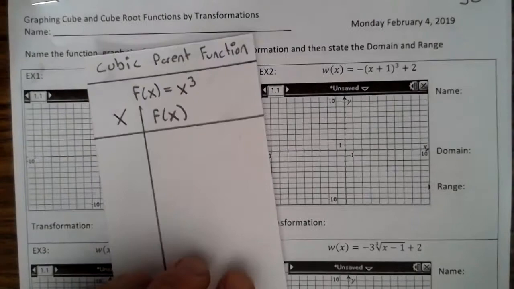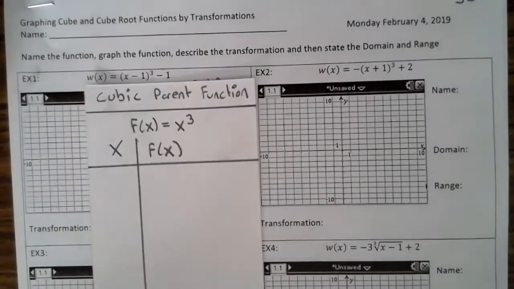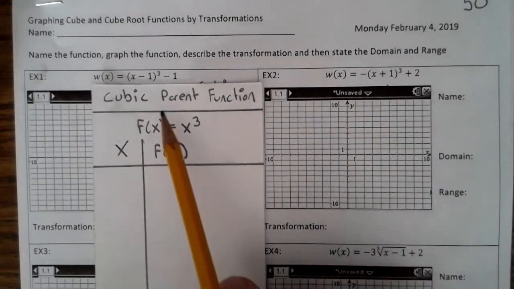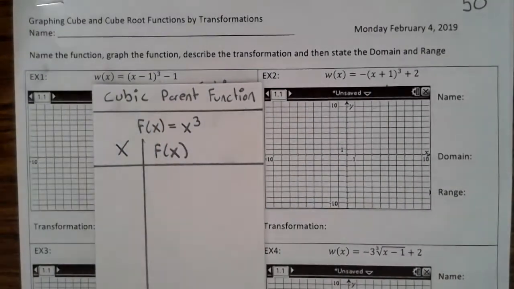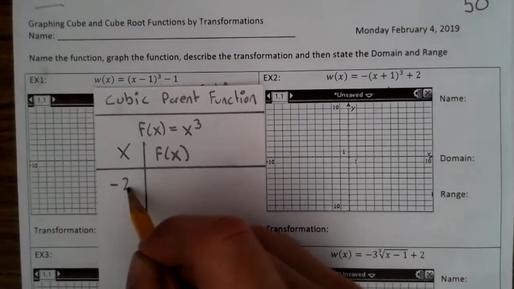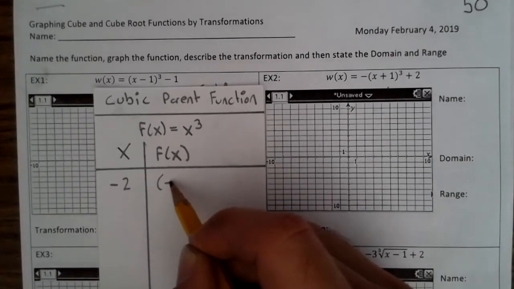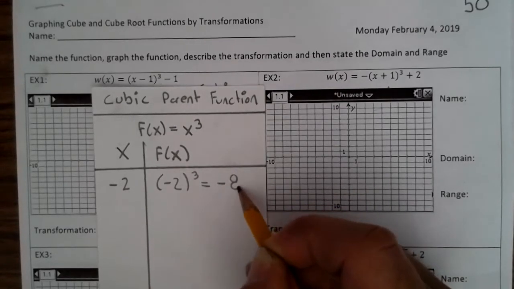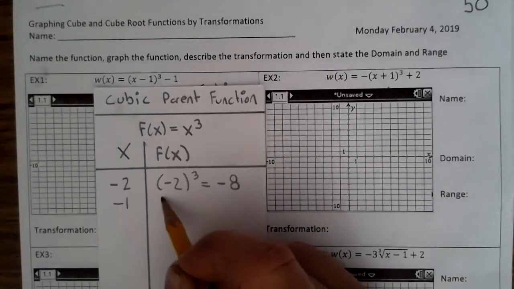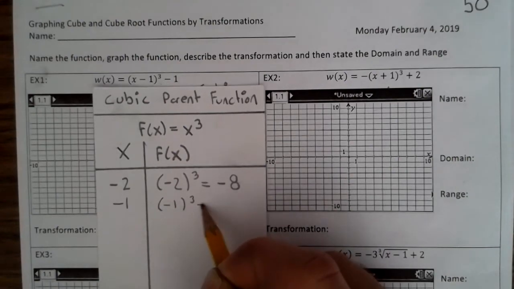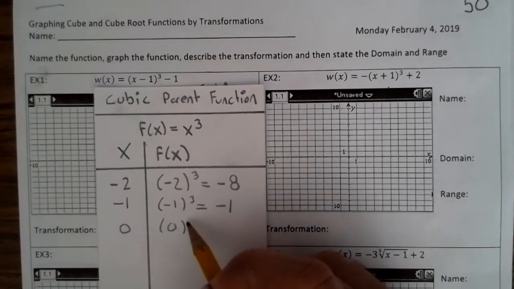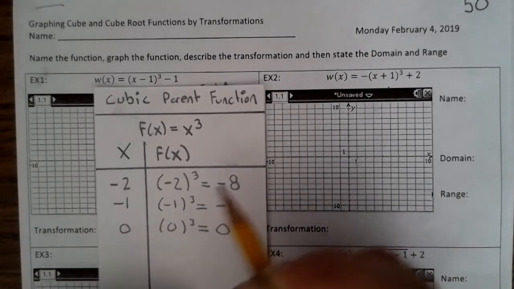All right, now before we do example 1 and example 2, these are both cubic functions. We need to look at the cubic parent function, okay? So f(x) = x cubed. When x is negative 2, that is negative 2 cubed, which is negative 8. When x is negative 1, that's negative 1 cubed, which equals negative 1. When x is 0, that's 0 cubed, which equals 0.